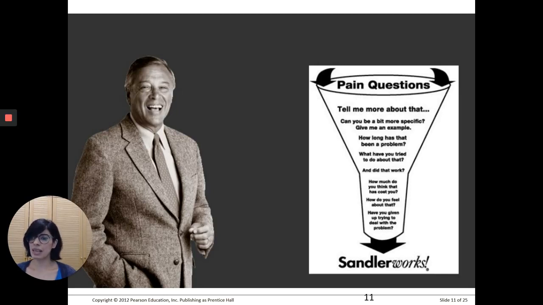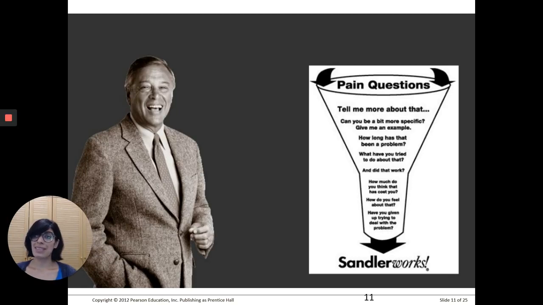And then you go into how long has that been a problem? So has it been actually hanging around for a while? And then you move into what have you tried to do about it? This is when you start researching what other solutions are out there, or what other things the customer is trying, and are they working or not? And then you obviously ask, and did that work? And they'll say, yes, it did because of this, or no, it didn't because of that.